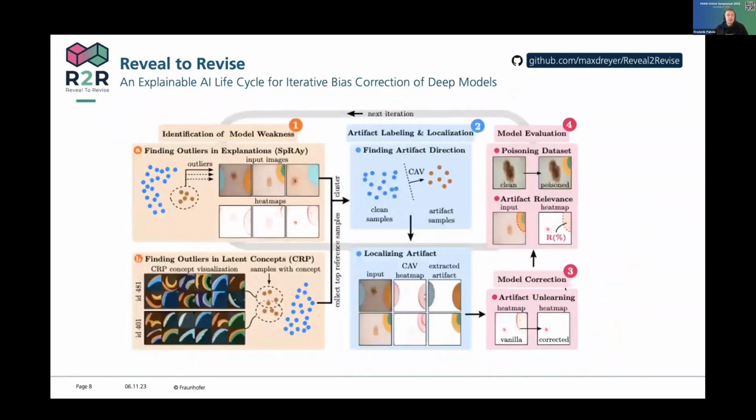And putting this all together, this gives us our full framework, which we can now run also for multiple iterations. So having corrected one bias, we can look for other biases still left in the model and correct iteration by iteration. We also published code on GitHub if anybody is interested and wants to use this on their own data set or their own models.